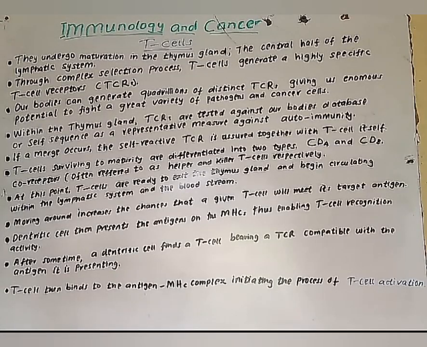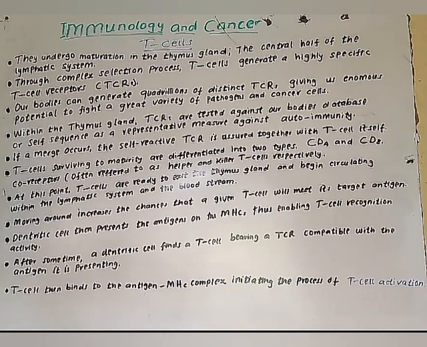T cells undergo maturation in the thymus gland, that is the central organ of the lymphatic system. Through a complex selection process, T cells generate highly specific T cell receptors, that is TCRs. Our bodies can generate quadrillions of distinct TCRs, giving us enormous potential to fight a great variety of pathogens and cancer cells. Within the thymus gland, TCRs are tested against our body's database of self-sequences as a measure against autoimmunity. If a match occurs, the self-reactive TCR is destroyed together with the T cell itself.